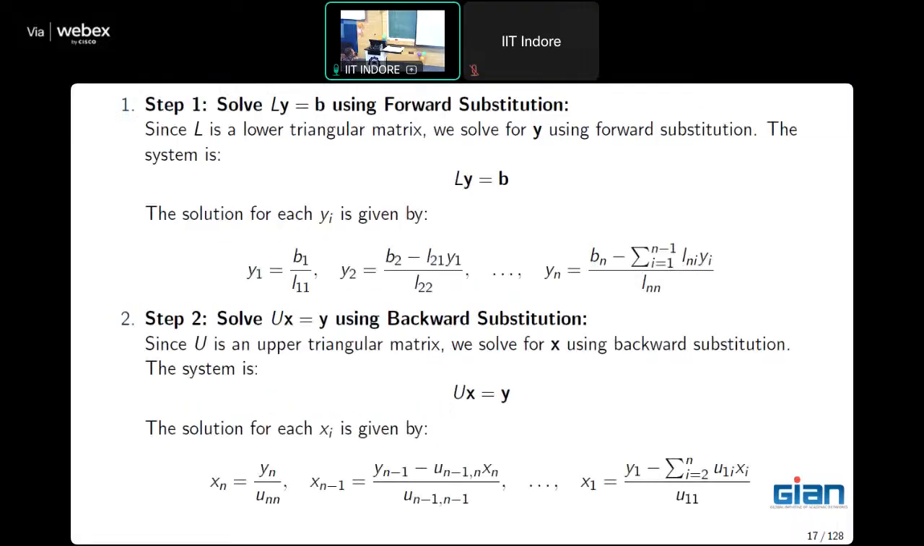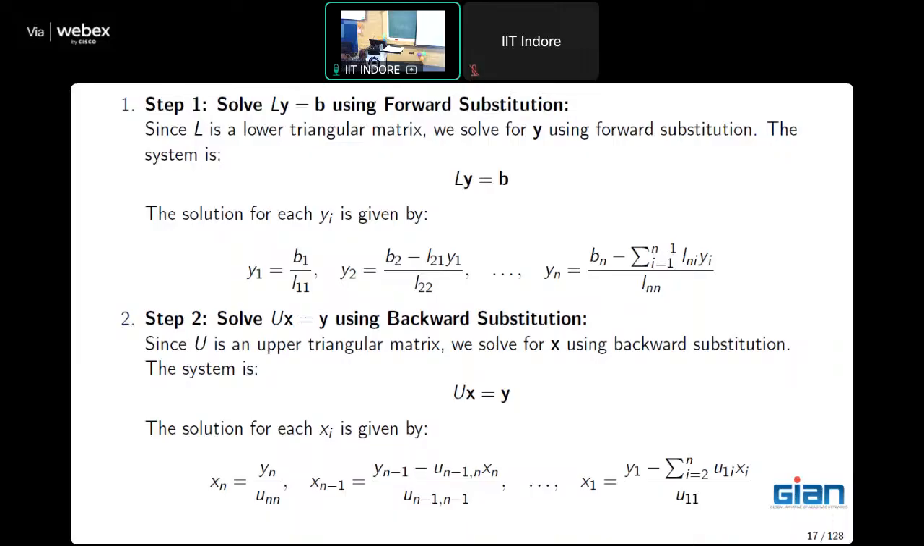So what do you do? Generally, for Ly equals b, the entries l11 and so on are the entries of the lower triangular matrix, and you can get the solution by forward substitution. First you get y1, and then y2, and if you know y1 and y2, you can get y3, and so on, until you get yn.